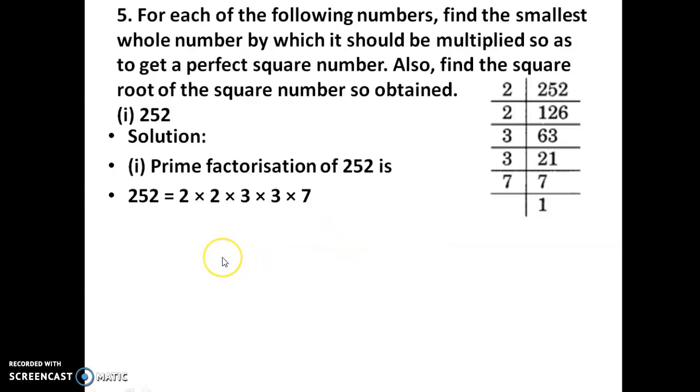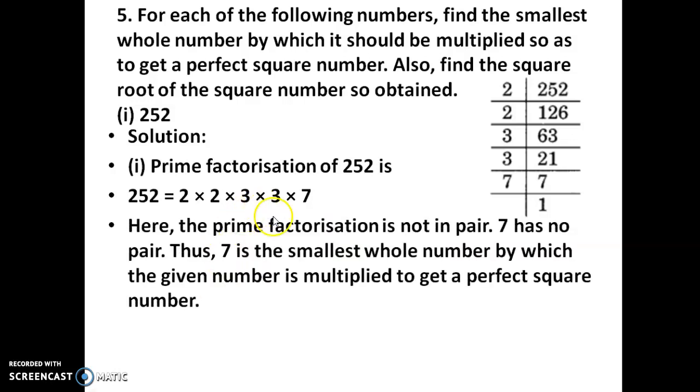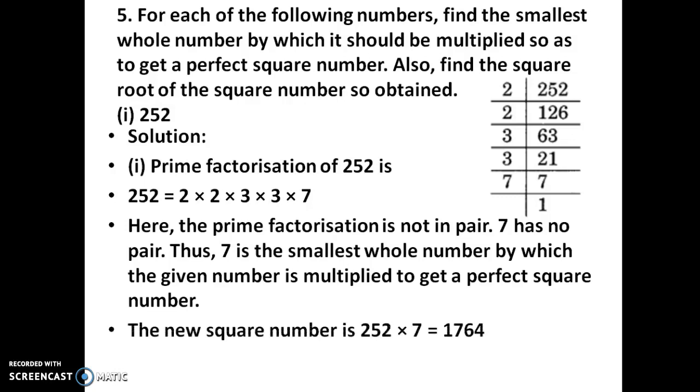Here you can see that only 7 is not having any pair. 2 times 2 is there, 2 times 3 is there. That means they are in pair. But 7 is there only one time. That means it doesn't have a pair. So that's the smallest whole number by which the given number is multiplied to get the perfect square number. So the number has to be multiplied by 7.